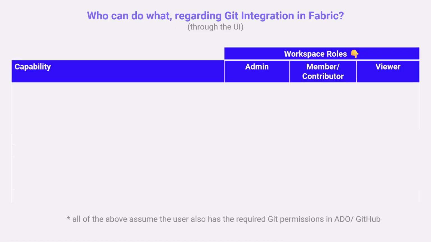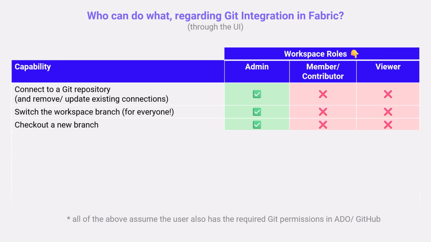Okay, so once you've got everything set up and you've connected your workspace to a Git repository, who can do what in your workspace regarding Git integration? Now, this might not be assessed on the DP-700, but I think it's very important. If you're going to implement this in your organization, it's quite useful to know who can do what, because you might face some stumbling blocks in this area.